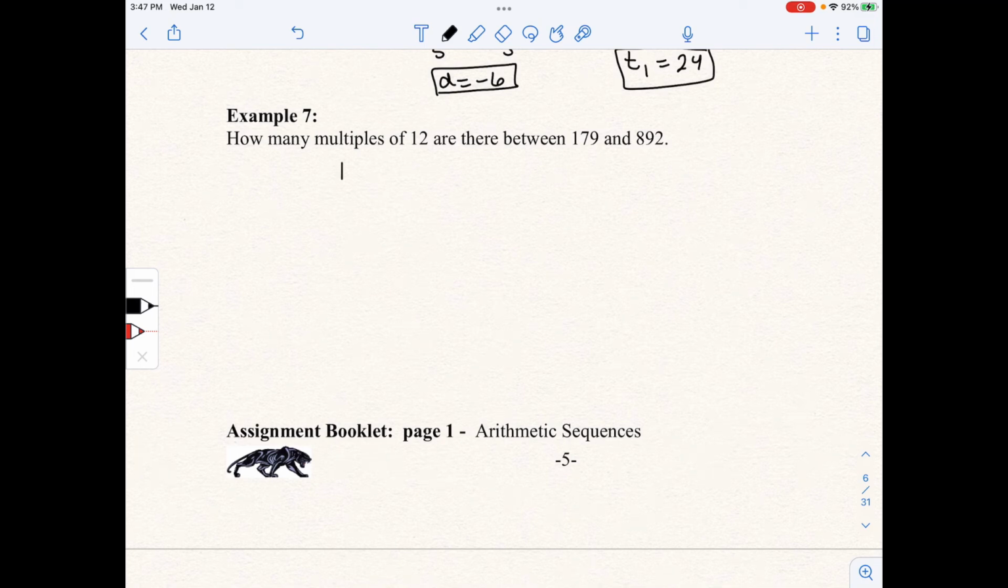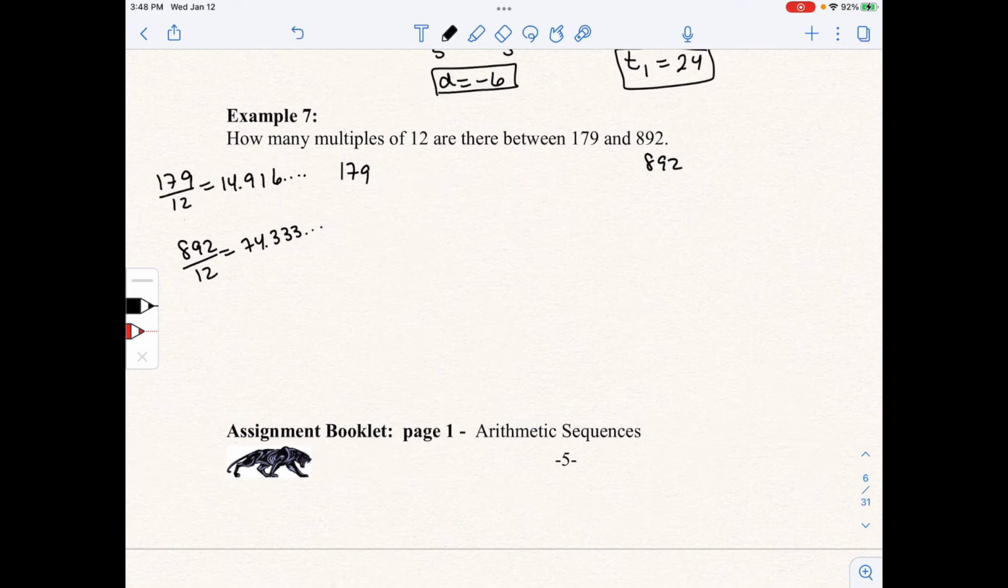If I take 179 and divide by 12 and just plug that into my calculator, I get 14.916. Definitely 179 is not a multiple of 12. And same with 892. If we divide 892 by 12, we get 74.333. So 892 is not a multiple of 12, nor is 179 a multiple of 12. Because for something to be a multiple of 12, it would need to be divisible by 12.